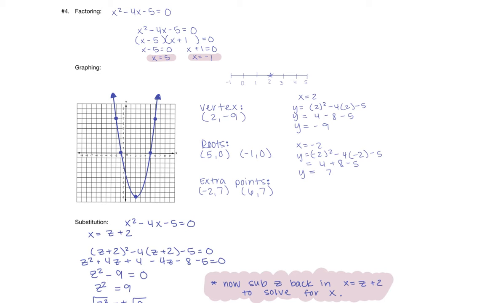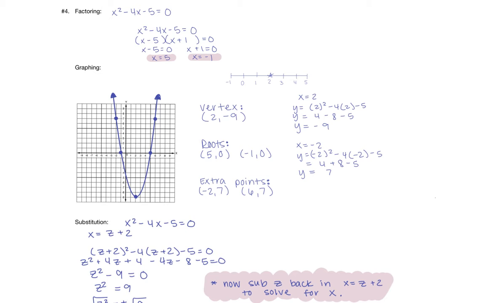Then we set both of those sets of parentheses equal to 0, so we get x minus 5 equals 0, and x plus 1 equals 0. From there, we solve for x. So in the first equation, we get x equals 5, and then in the second, we get x equals negative 1.